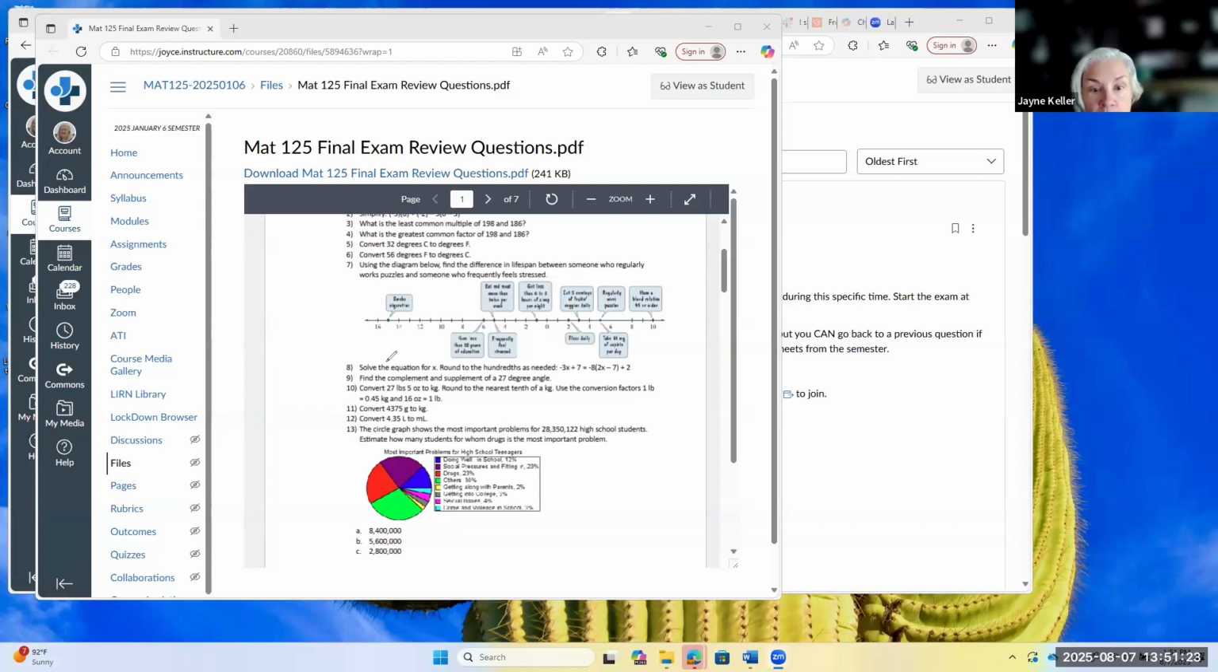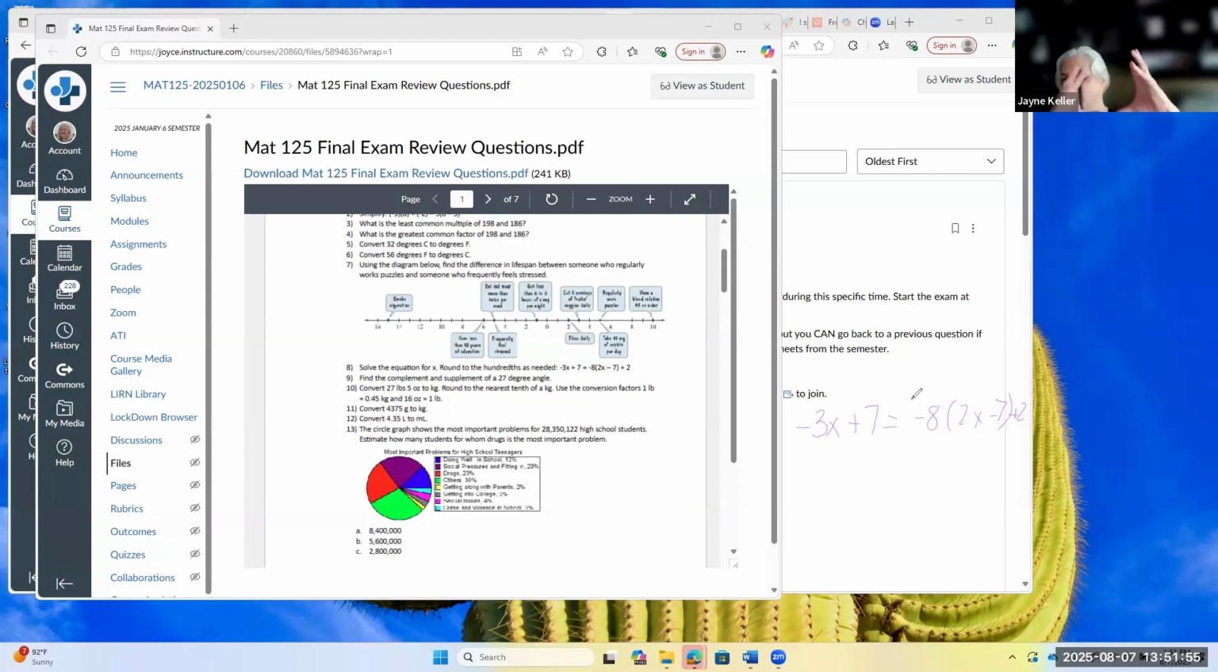Okay. So for this one, I'm solving. I have -3x plus 7 equals -8 times 2x minus 7 plus 2. I'm going to run out of room there. So for this, I have to solve this equation. And the first thing that I want to do when I'm solving an equation is what? Do we remember?